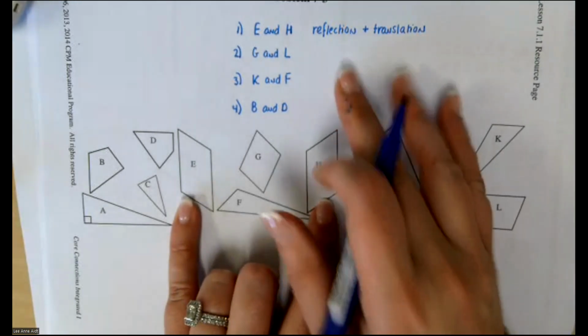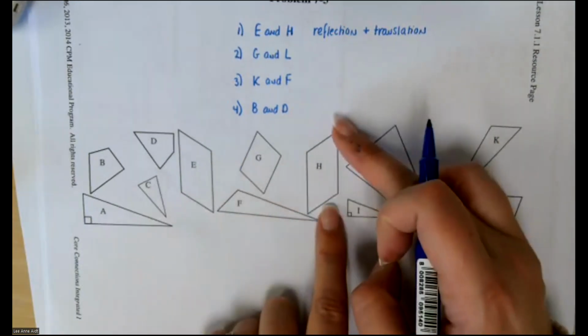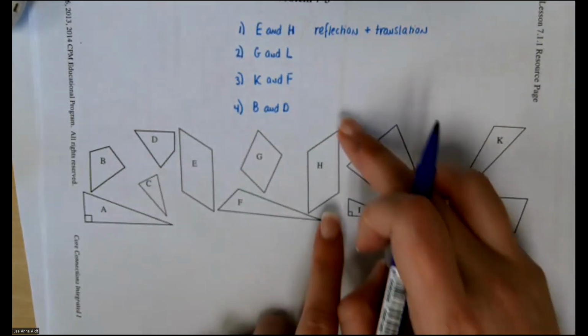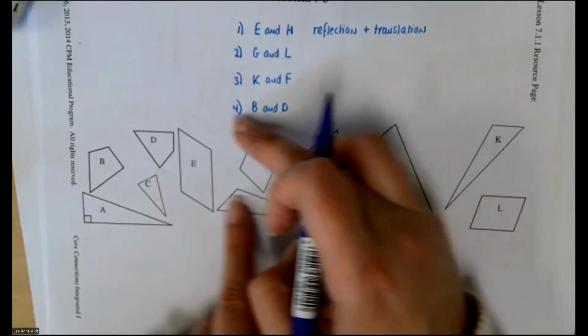Okay, I'm going to say for E and H, reflection and translation. What I mean by that is if I flip H over and then slide it over here. Do you see that it's a flip and a slide? So take H, flip it, slide it.